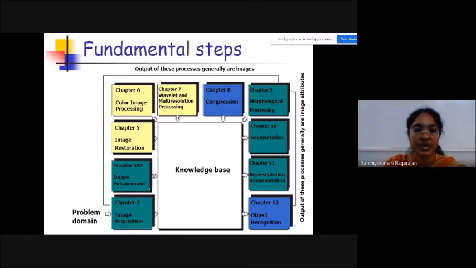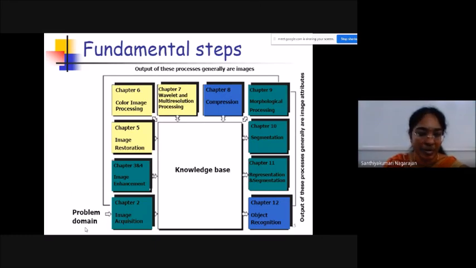So these are the fundamental steps which are going to be studied in the entire five units, and this is the base. In order to perform these processes, you may need a certain knowledge base. You might have asked a question while seeing this slide: what then is the problem domain?